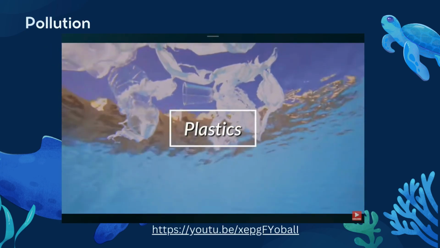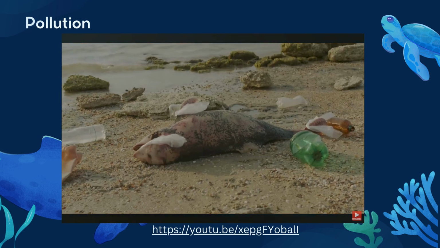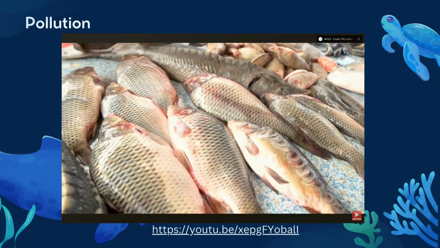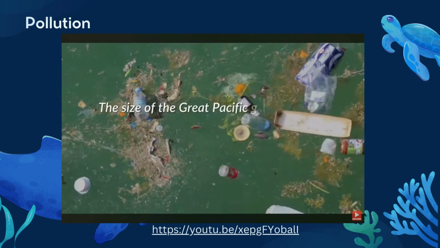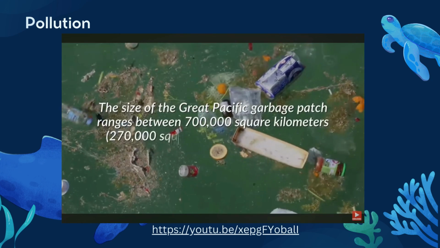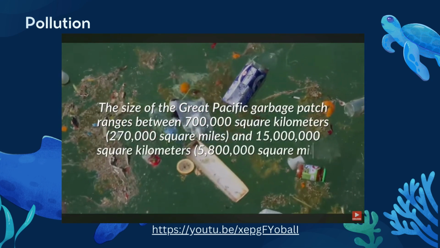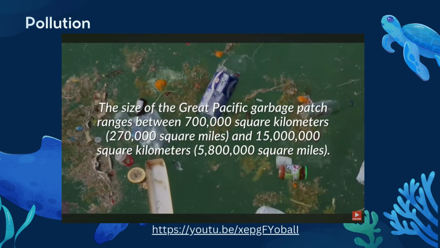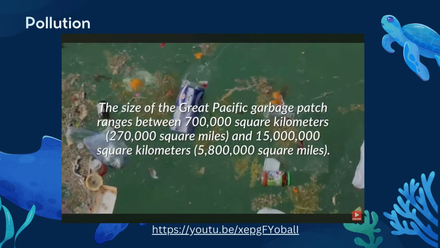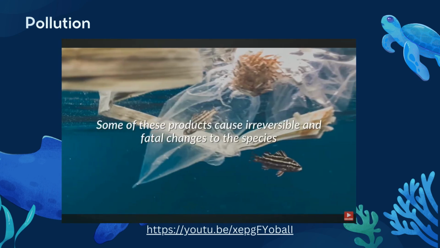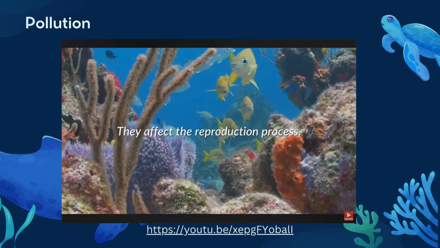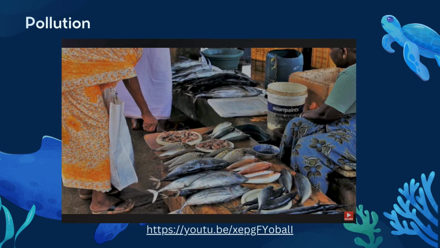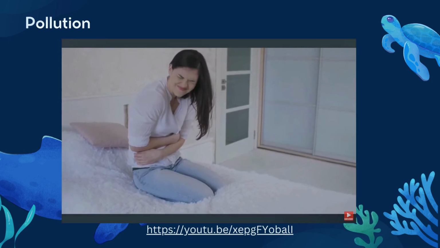One. Plastics. The ocean is increasingly becoming a plastic soup that is killing hundreds of marine animals on a daily basis. Sooner or later, these millions of plastic pieces will end up in our stomachs. The size of the Great Pacific Garbage Patch ranges between 700,000 square kilometers, 270,000 square miles, and 15 million square kilometers, 5,800,000 square miles. These products cause irreversible and fatal changes to the species. For example, they affect the reproduction process. Also, if ingested by humans, they can cause health issues.